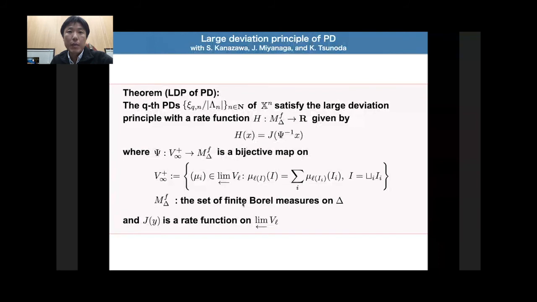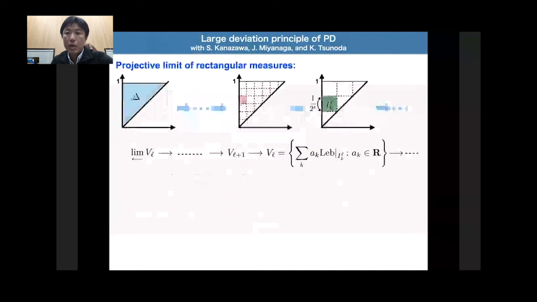So let me first explain the projective limit space appearing here. What kind of projective limit am I thinking of? So here, for each L, we consider a grid decomposition of our support of the persistence diagram, Delta. So we consider a grid decomposition of Delta like this for each L, with length 1 over 2 to the L. And let V_L be a finite dimensional vector space spanned by Lebesgue measures on these grids, for each L.